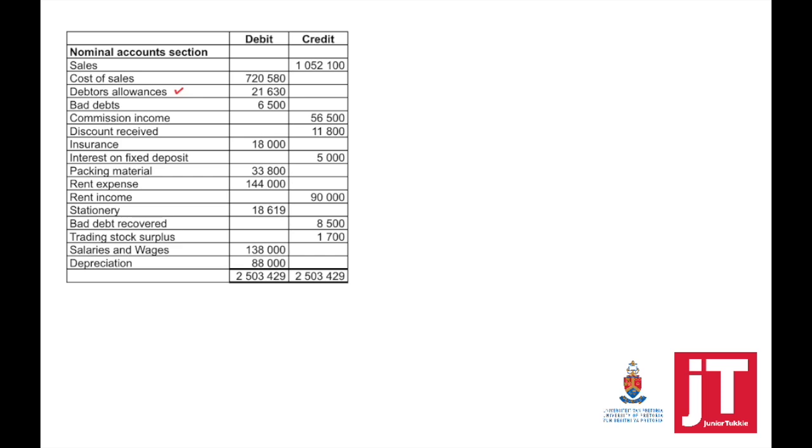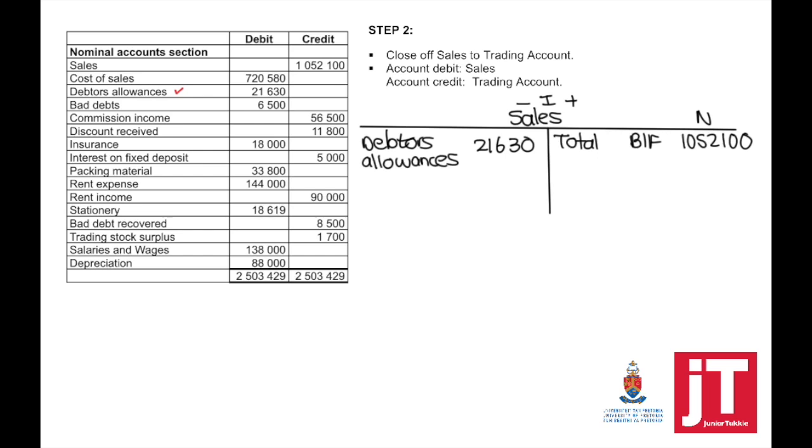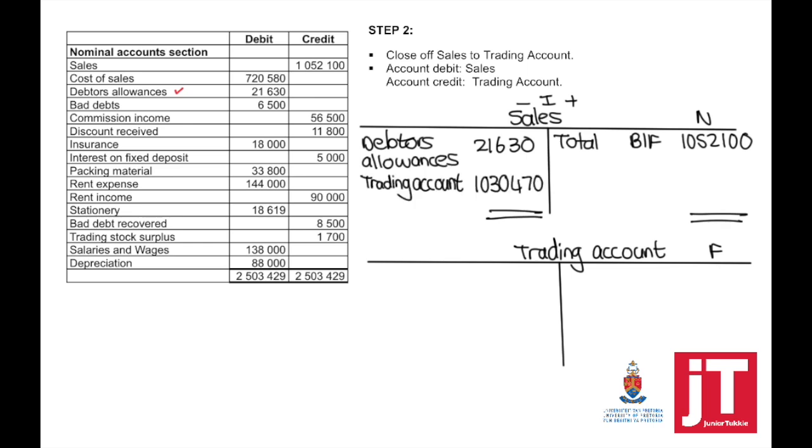Step number 2, close off sales to the trading account. So if we're closing off sales to the trading account, it means that sales is going to be debited, account credited, the trading account. So reminder, we started with the total brought forward. Debtors allowance is closed off to sales. Once we've done that, then sales, my new total, is taken to the trading account.